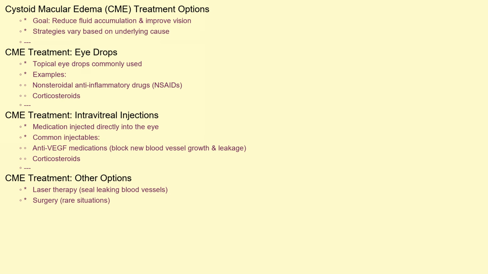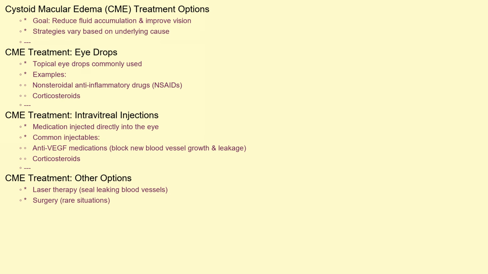A visual of various treatment options: eye drops, injections, laser therapy, surgery. What are the treatment options for CME? The goal of treatment is to reduce the fluid accumulation in the macula and improve vision. Treatment strategies vary depending on the underlying cause.